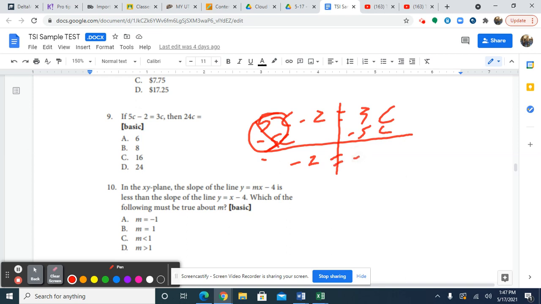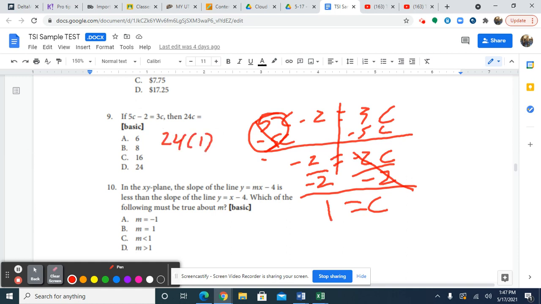3c minus 5c, which is negative 2c. So then to leave c by itself, we're going to divide both sides by negative 2. So c is equal to negative 2 divided by negative 2, which is positive 1. Now that we know what c is, let's just plug it in. 24 times 1 is equal to 24. So the answer, D.